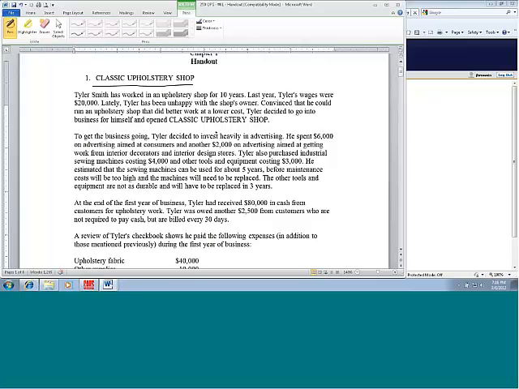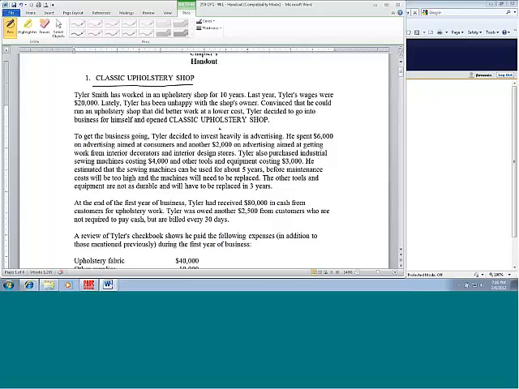So Tyler Smith has worked in an upholstery shop for 10 years. Last year, his wages were $20,000. Lately, he's been unhappy with the shop's owner, and he's convinced that he could run the shop better and at a lower cost. So he decided to go into business for himself and open Classic Upholstery Shop. To get the business going, Tyler decided to invest heavily in advertising. He spent $6,000 on advertising aimed at customers and another $2,000 aimed at getting work from interior decorators and interior design stores. He also purchased industrial sewing machines costing $4,000 and other tools and equipment costing $3,000.